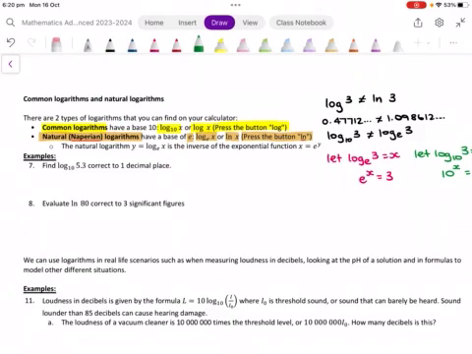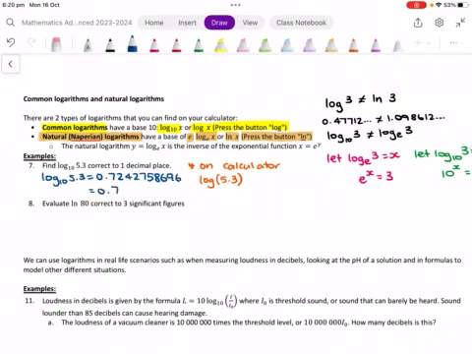So on our calculator, we're going to find log base 10 of 5.3 correct to 1 decimal place. So you are simply going to press on your calculator log 5.3. When you press log 5.3, you get log base 10 of 5.3 equals 0.724275896, which equals 0.7 to 1 decimal place.